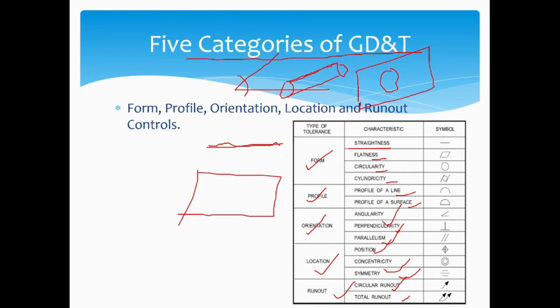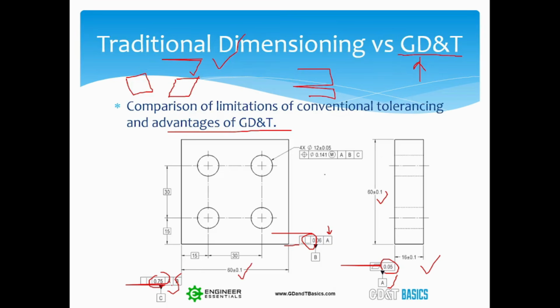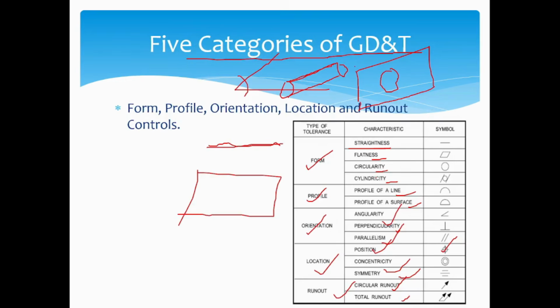And then we have position. For example, this hole should be in the position range of 0.141 mm with respect to A, B, and C. So it should not go like this. These are the characteristics that we constrained with the help of the following symbols.